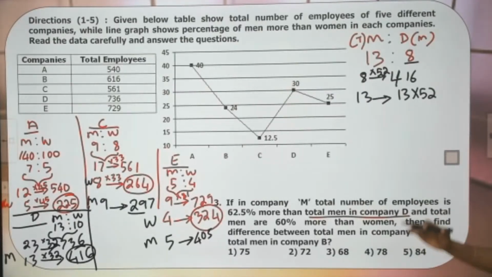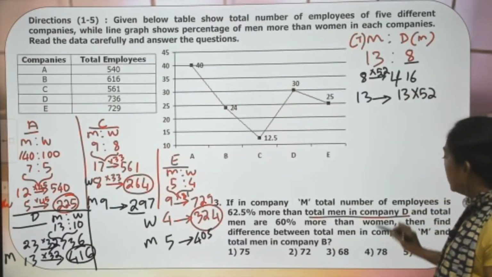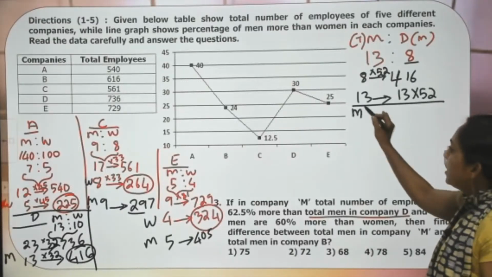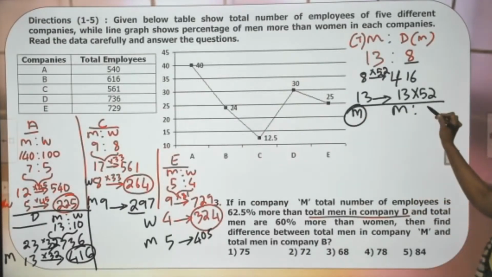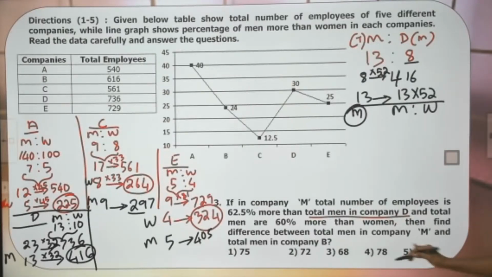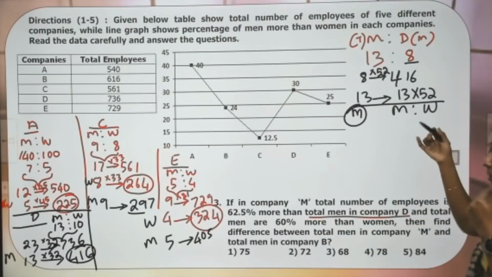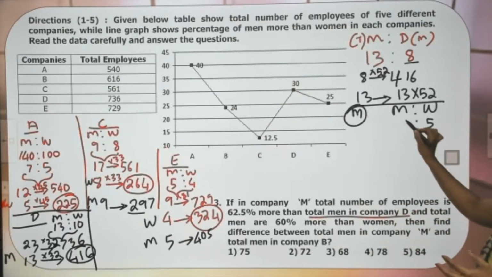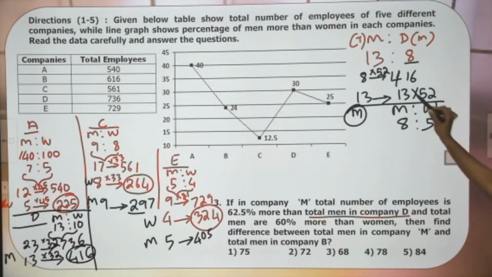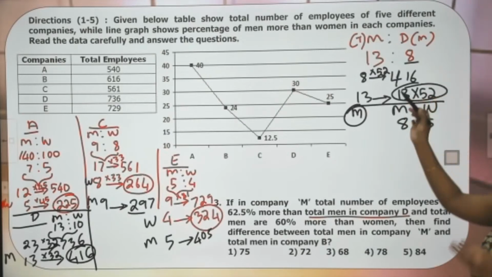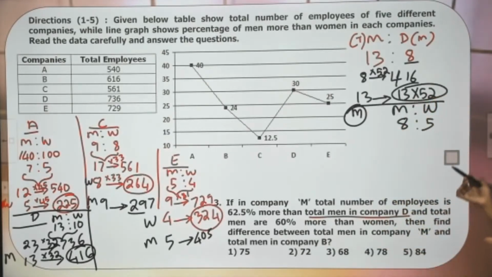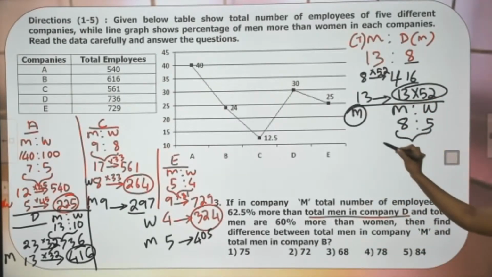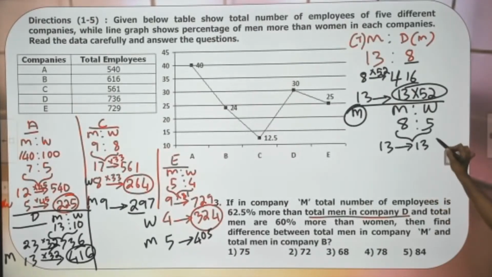Akhil, yes, right answer. So here, coming to company M, the number of men and women in company M is 60% more, that is 160. 60% means actually 3 by 5. So if this is 5, this is 8. So that is the 8:5 ratio. And you know the total number of employees in company M is 13 into 52. So this total 13 is given as 13 into 52.